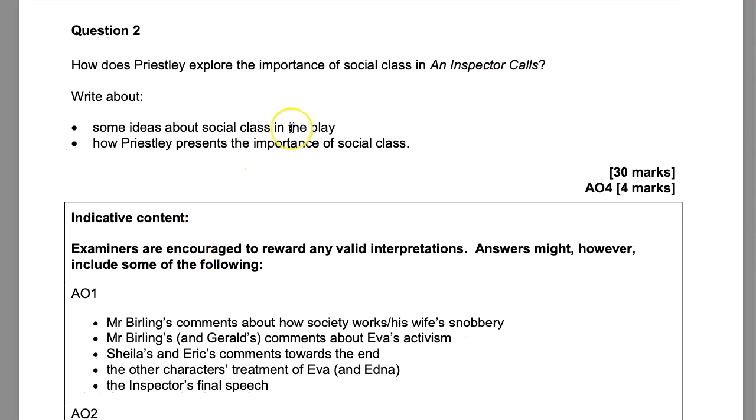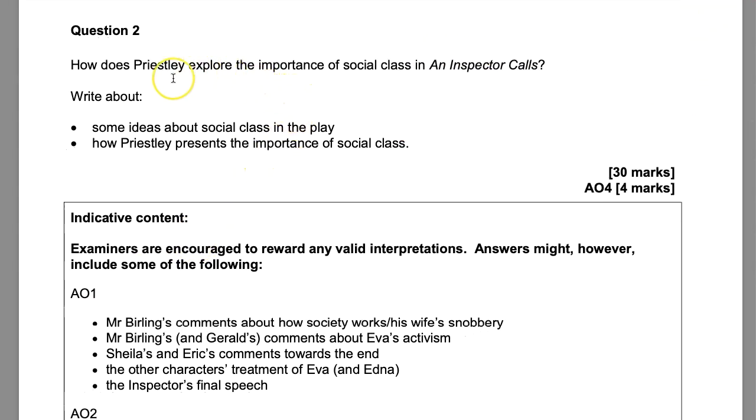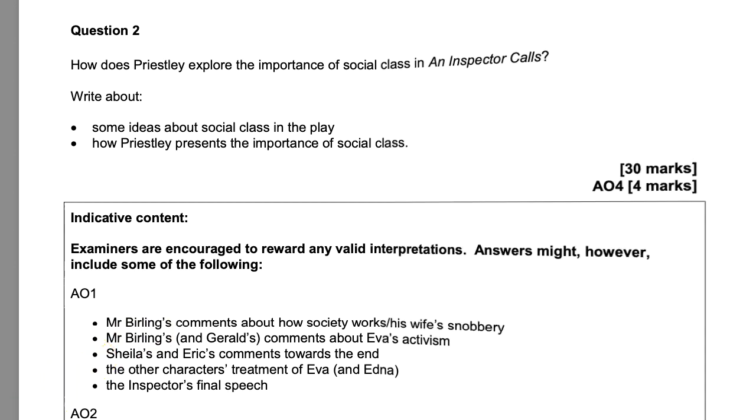Now, the advantage of the big idea question, if we zoom in here, how does Priestley explore the importance of social class in An Inspector Calls, is that the big idea of social class will involve every single character in the play. So that's the most efficient place to put your revision. Do the big idea questions that are about the author's perspective, include the characters in that. When you've done 5 of these, you've done the whole text. So 5 essays will give you all the revision you need to get 100% on every single question that could ever come up, I promise you.